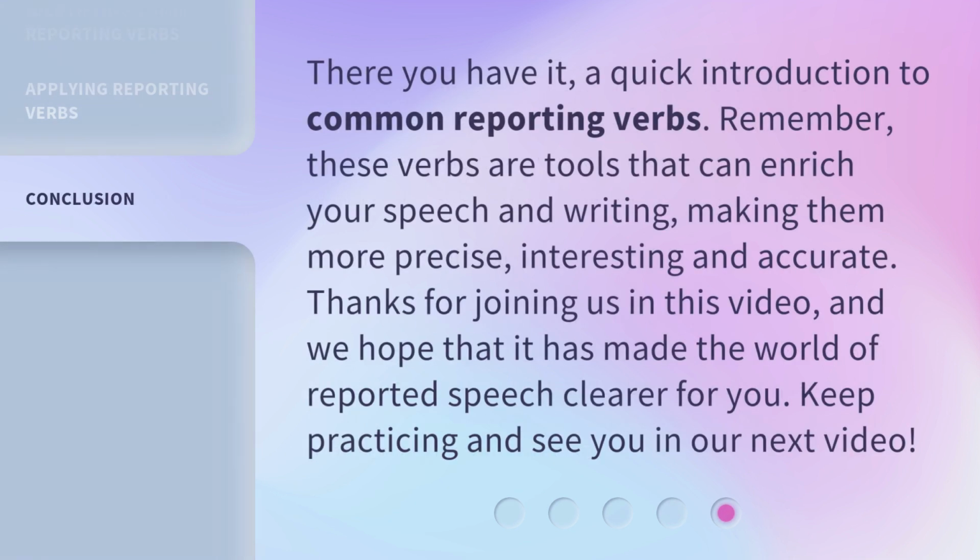There you have it, a quick introduction to common reporting verbs. Remember, these verbs are tools that can enrich your speech and writing, making them more precise, interesting, and accurate.